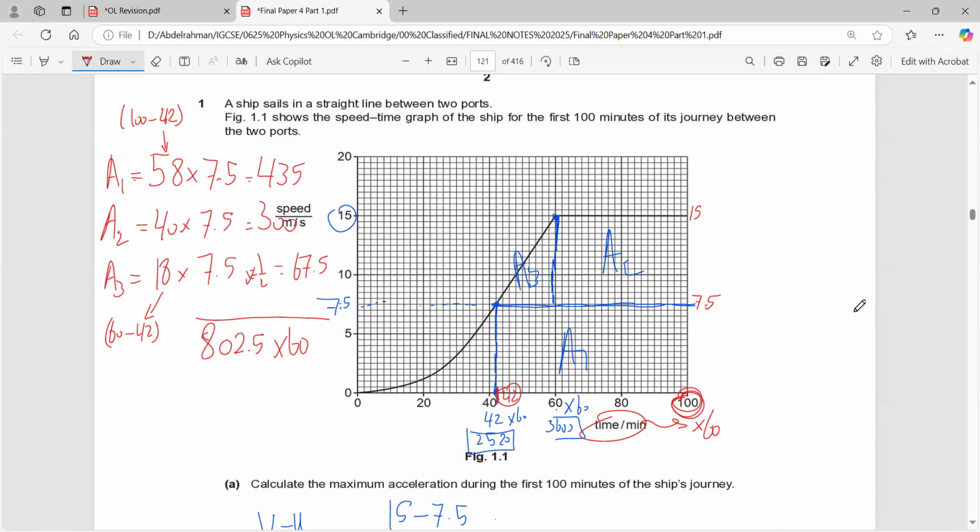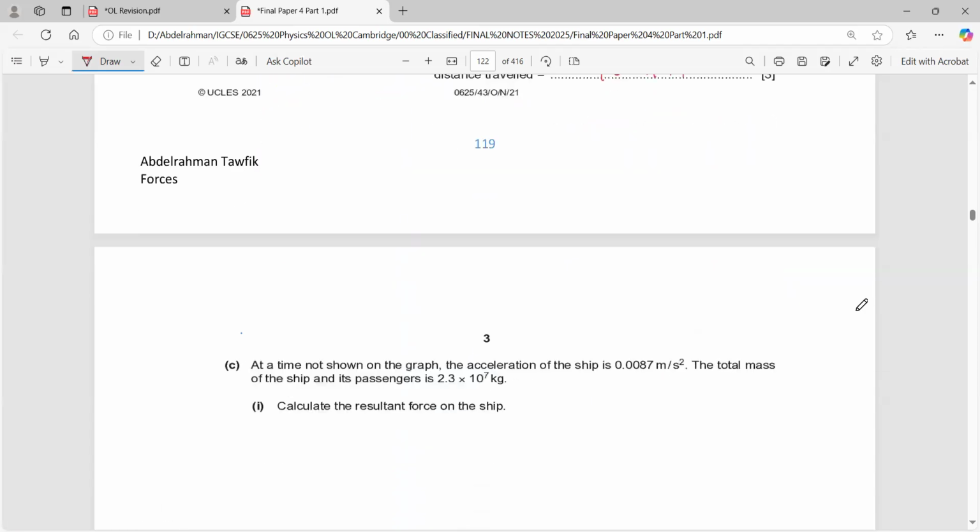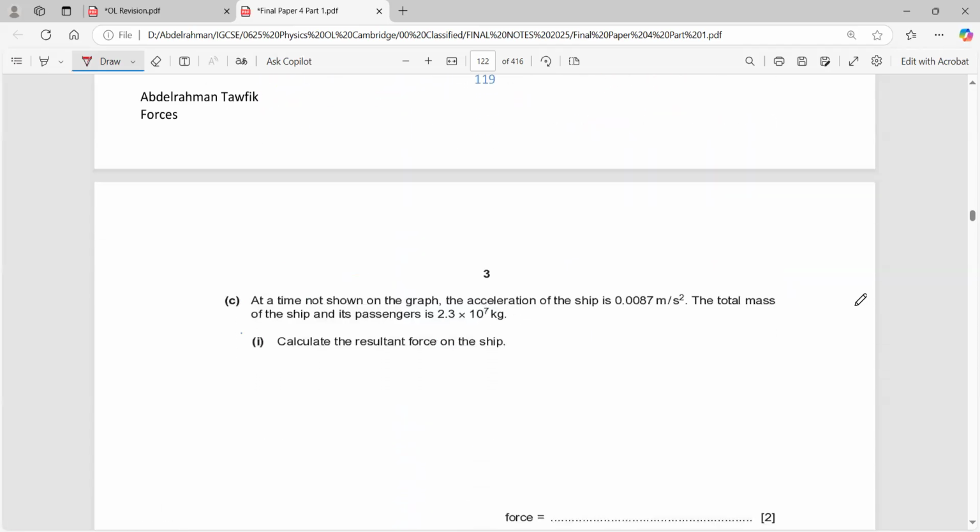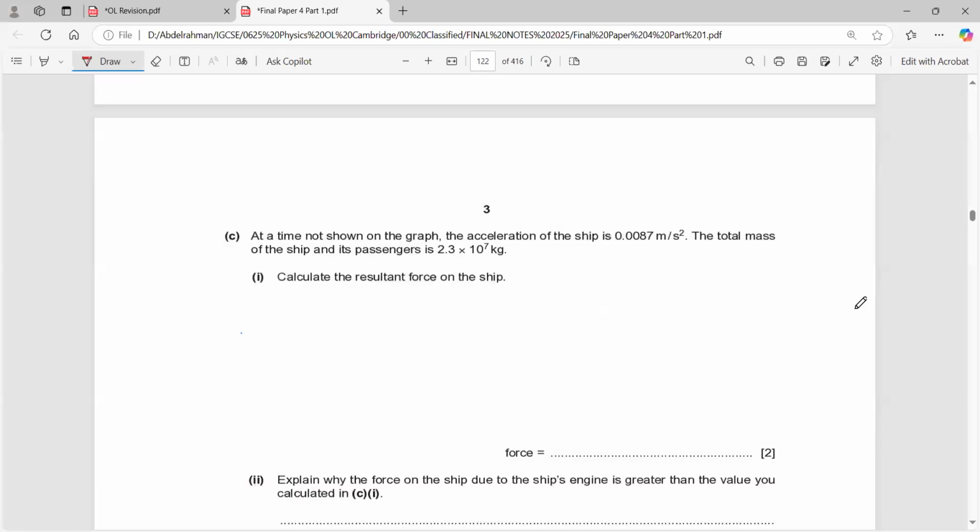For the next question, he needs you to find the resultant force. You have the acceleration and you have the mass. It's as easy as that. F equals ma. We just multiply both numbers. 2.3 times 10 to the power of 7 times 0.0087. It would be a huge number, 2 times 10 to the power of 5 newtons.